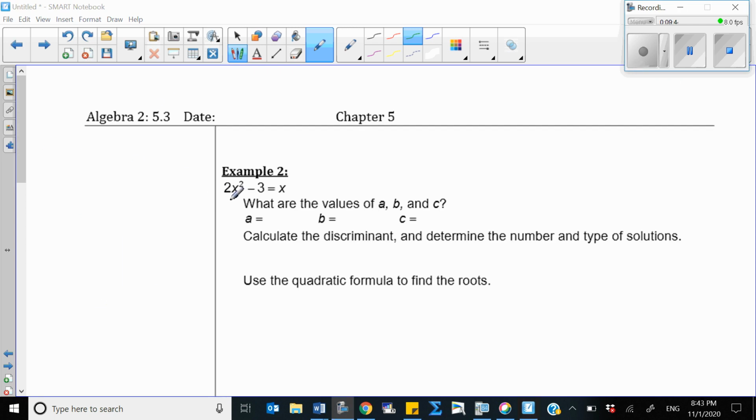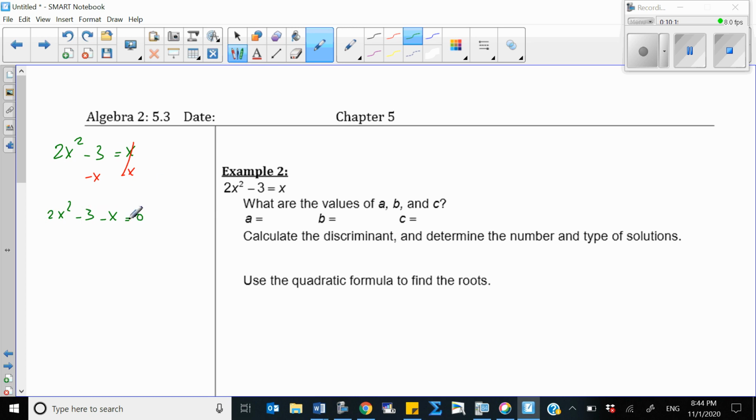For next example, we have 2x squared minus 3 equal to x. So first of all, as we said, our equation should be in standard form. So let's put this in standard form. I know that the right side of my equation should be 0. So I'm going to put that in order in this form. Negative 3 equal to x. So I subtract x from both sides. So in this way, I have 2x squared minus 3 minus x equal to 0.